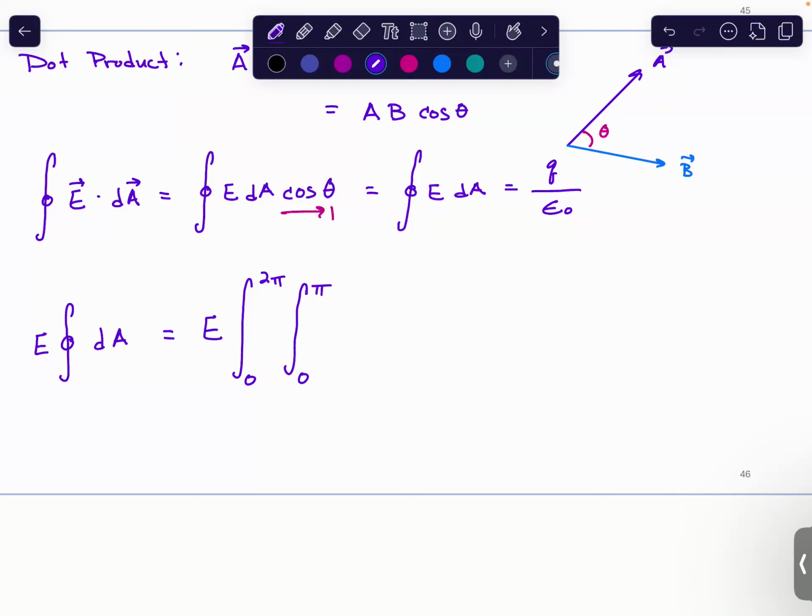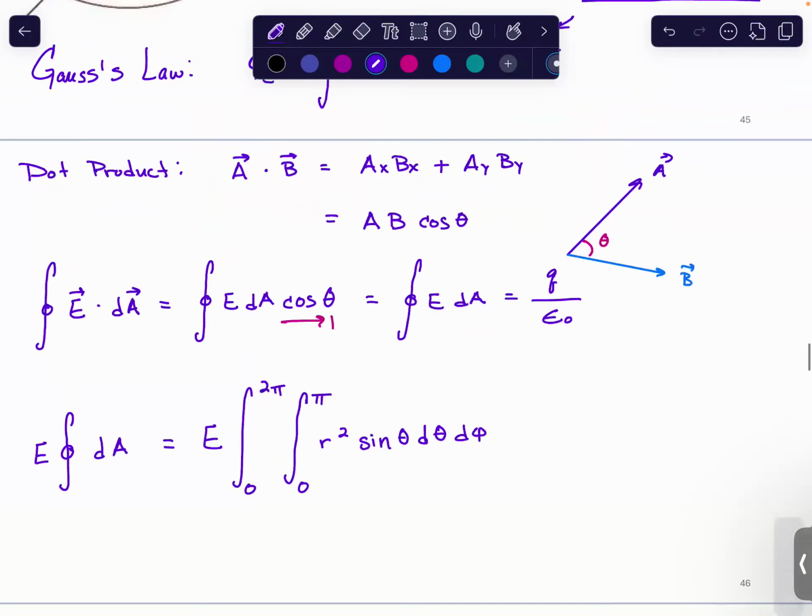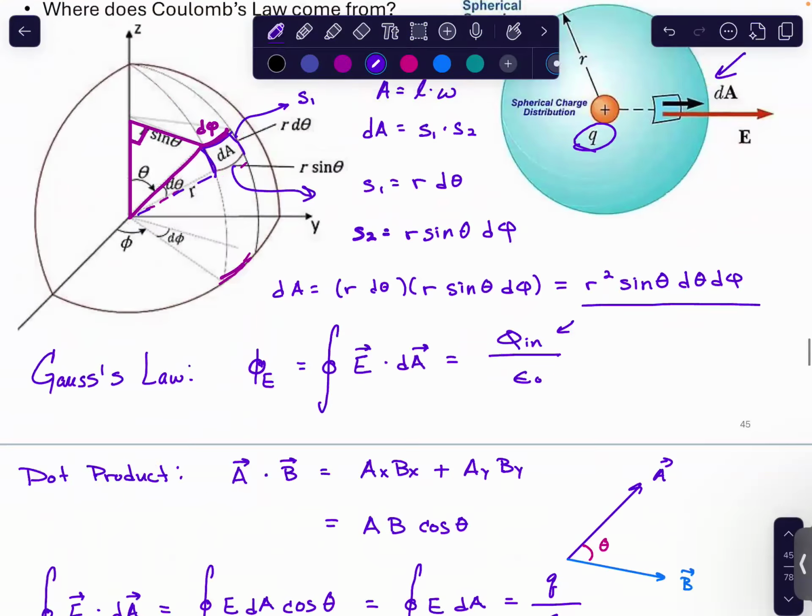0 to pi for our theta, r squared, sine of theta, d theta, d phi. We don't go 0 to 2 pi for both of them, or we end up double counting some of the surface. Because if you think about it, our theta is just going to go 0 to pi, so just top to bottom, so that theta will go 180 degrees, and the phi is going to take that and wrap it all the way around. And we get the surface of our sphere.